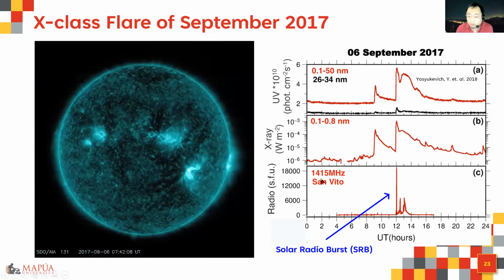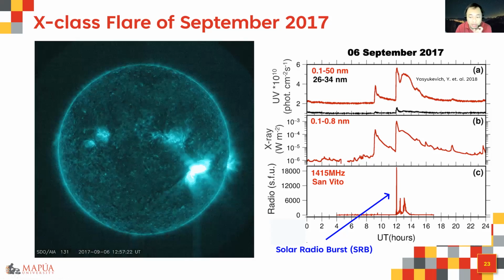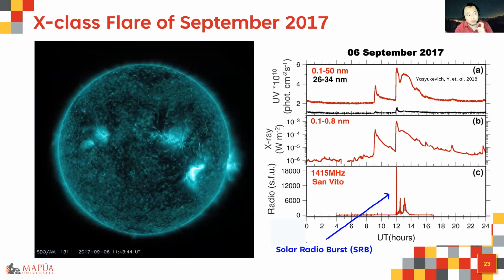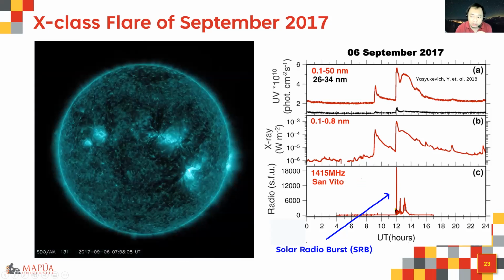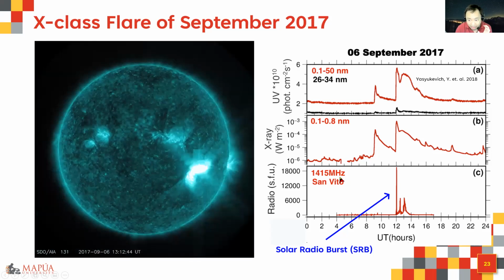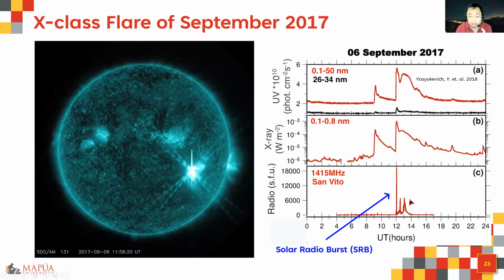This frequency, 1.415 gigahertz, is a very special one because this is in the L band. So what do we mean by that? This is an L band, so that means the sun emitted L band radio waves, a burst of this wavelength.